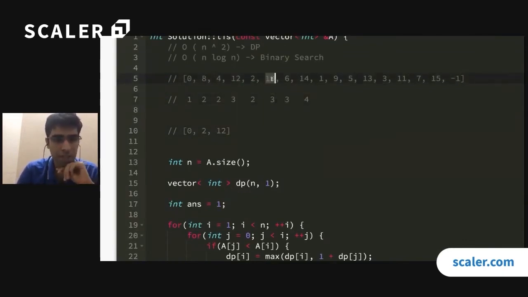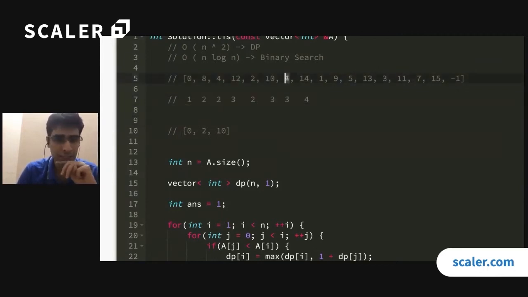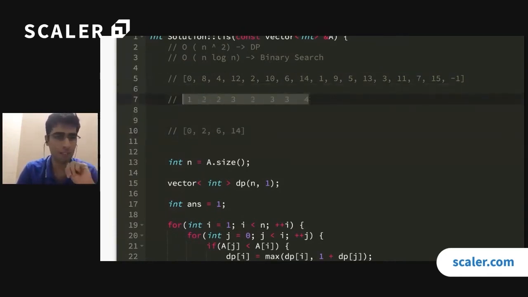Now we try to put 10. We find this is the best place, and we replace this by 10. What is the length of the largest subsequence till now? It is still 3, and also the length of the largest subsequence till this place is 3, right? Okay, now we go to 6. We replace this 10 by 6. Now we go to 14. There is no number greater than 14, so we put 14 here. What will be the length of the largest subsequence now? It is 4. And you also see that the length of the largest subsequence is 4 here.